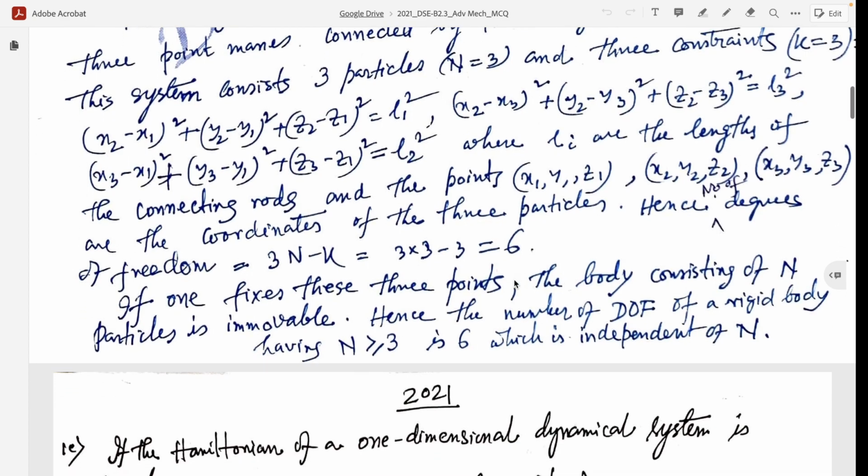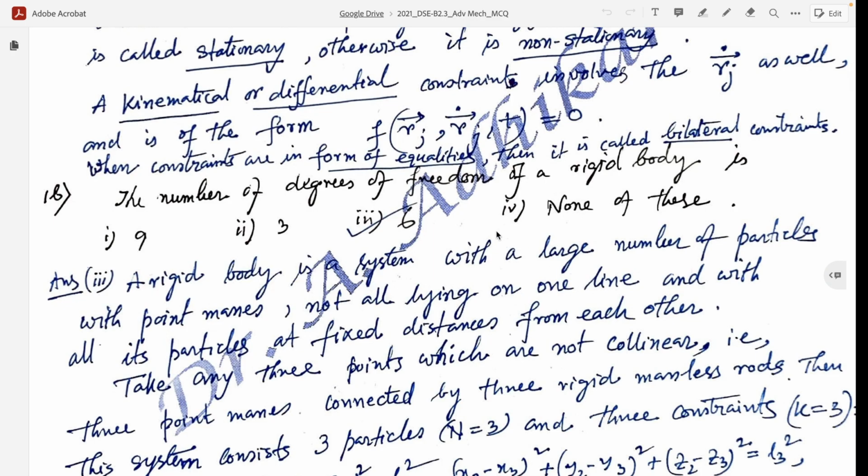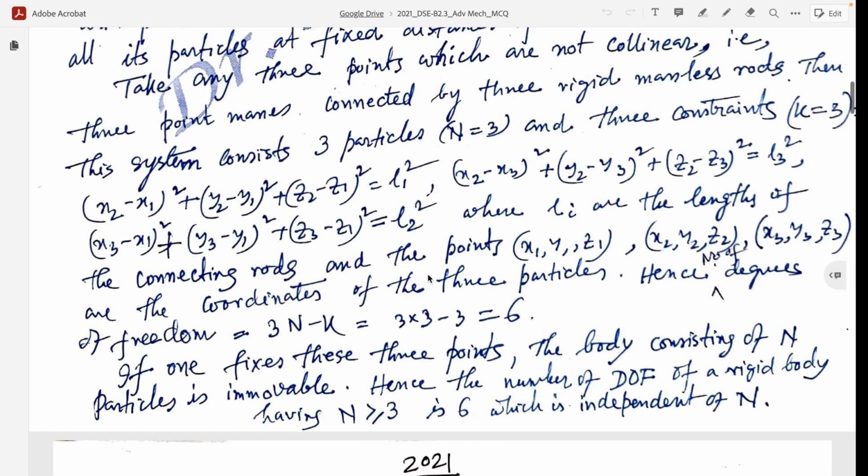So you get 6. If one fixes these 3 points, the body consisting of n particles is immovable. Hence, the number of degrees of freedom of a rigid body having n greater than or equal to 3 is 6, which is independent of n. So here the number of degrees of freedom of a rigid body is 6.